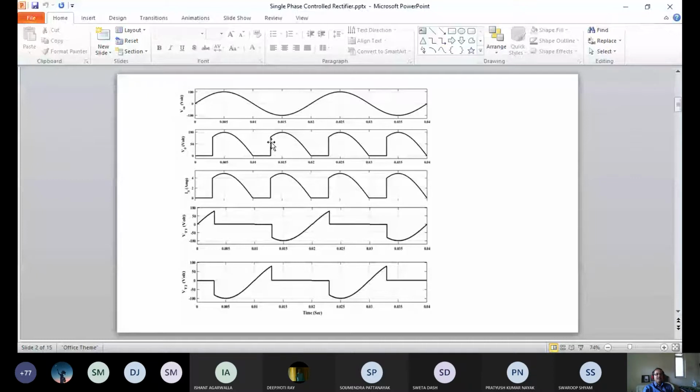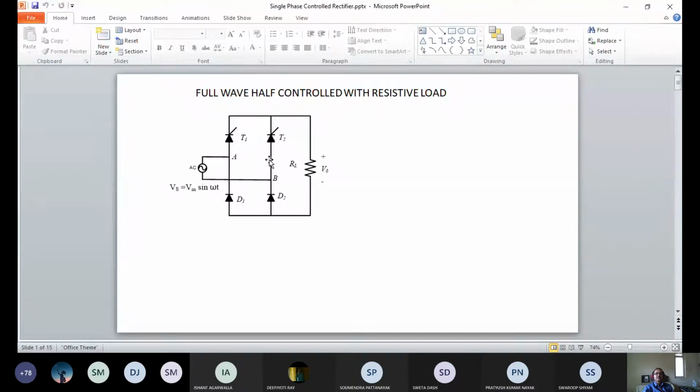When T2 triggers again, this T2 trigger means this is forward biased in the second half. So again, in the negative half cycle, this is positive, negative.